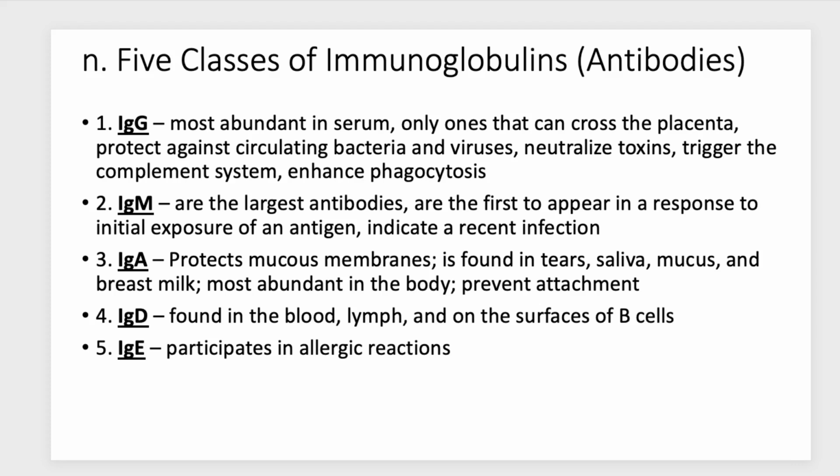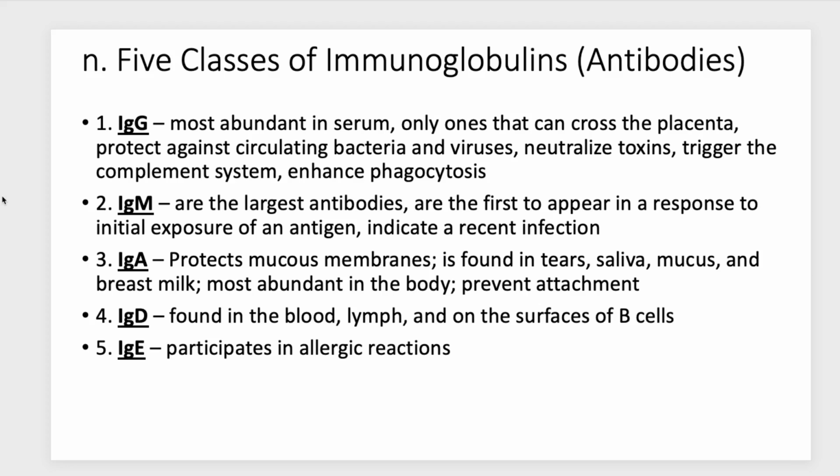So the different classes of immunoglobulins, and again, that's just another term for antibodies. You can remember the acronym GAMED, and we'll show you some ways to remember that. This is not in that exact order, but GAMED. So for IgG, this is the most abundant in serum, the only one that can cross the placenta, and it protects against circulating bacteria and viruses. They neutralize toxins, trigger the complement system, and enhance phagocytosis.